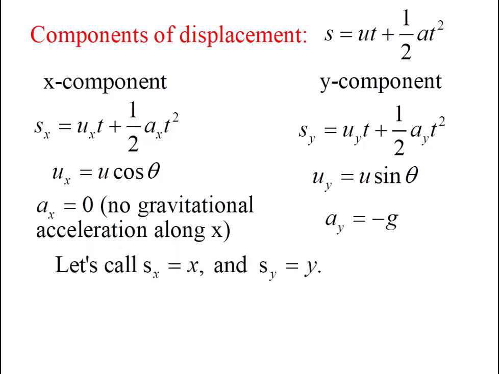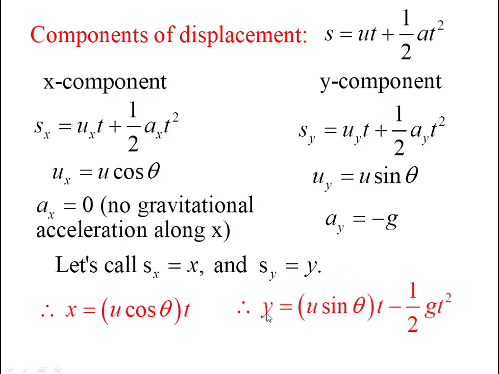Let's call the x component of the displacement x and the y component of the displacement y. So Sx is simply x for simplicity, that is ux times t, so u cosine theta times t, very straightforward. Likewise for y, that is uy times t, u sine theta times t, minus a half times ay, that is minus gt squared. So x is u cos theta t, and y is u sine theta times t minus a half gt squared.